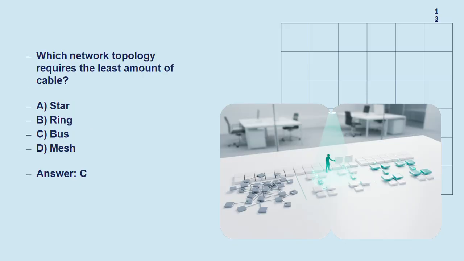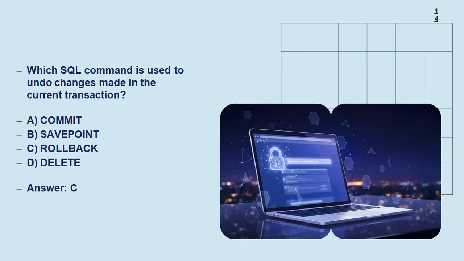So the next question is: which network topology requires the least amount of cable? The correct answer here is bus topology, where we require only one cable. So the next question is: which SQL command is used to undo changes made in the current transaction? For the undo operation, we use the rollback command.